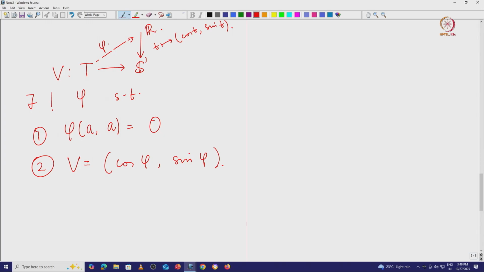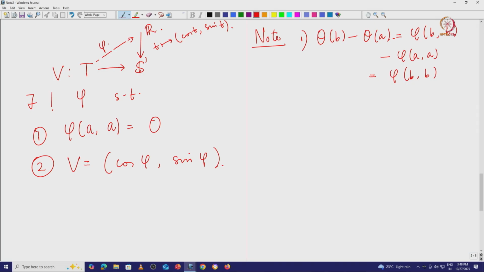Alright, so now we just try to trace the values of phi. So here are some observations. Firstly, if you take theta b minus theta a, that is obviously going to be phi of (b, b) minus phi of (a, a), which is phi of (b, b). So in order to calculate the difference between theta b and theta a, it is enough to actually calculate phi of (b, b).